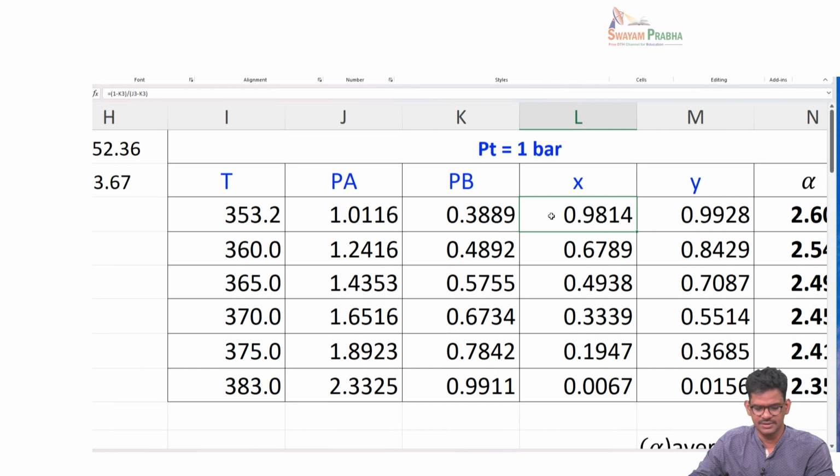Then X. You see here the total pressure is 1 bar, so it is there, 1 bar. So X is nothing but PT minus PB by PA minus PB, which I showed here. So you can find X values, and then similarly Y values, which is nothing but PA star by PT, or you write X times PA by PT. You get a range of Y values.